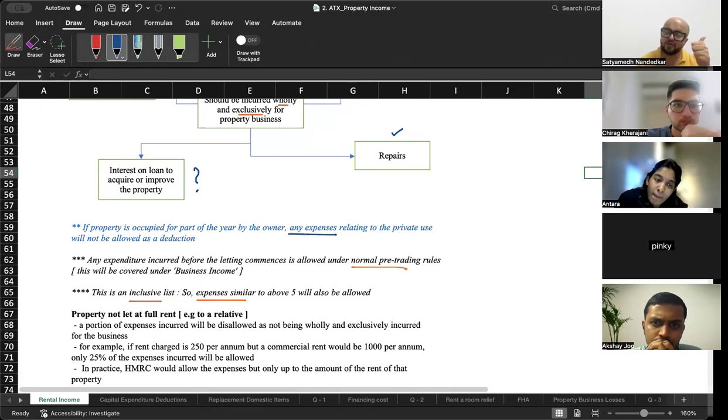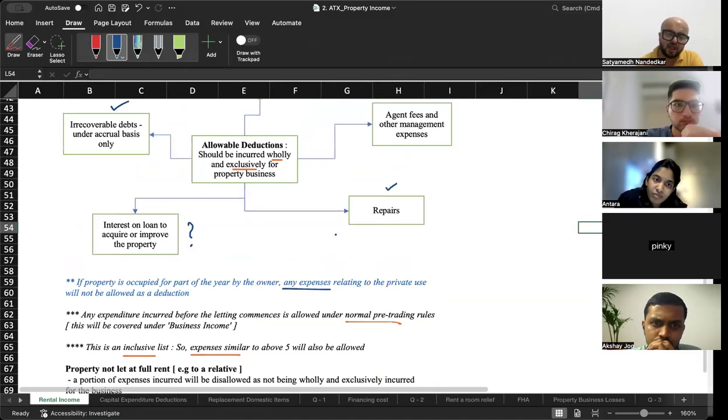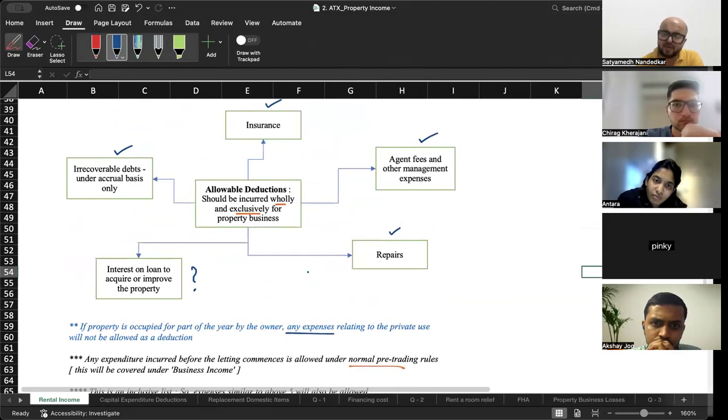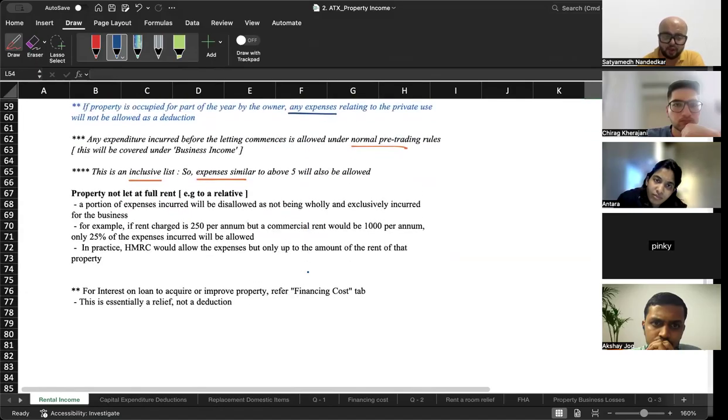This is an inclusive list. So expenses similar to the above 5 will also be allowed. What does that mean? This is an inclusive list. If there are other expenses which are wholly and exclusively incurred for the property business, and if they have a similar feature, then they will be allowed as a deduction.